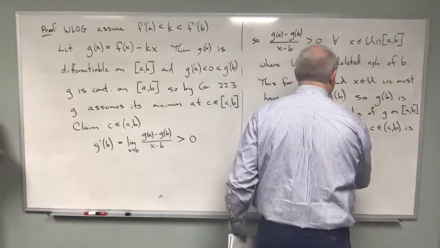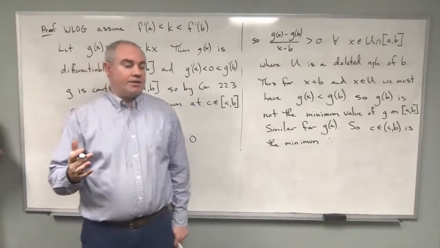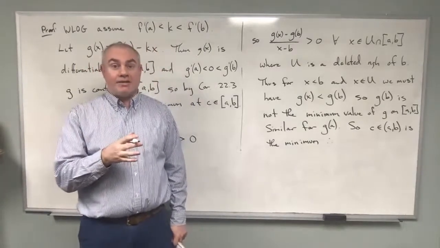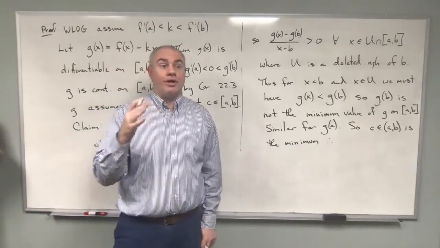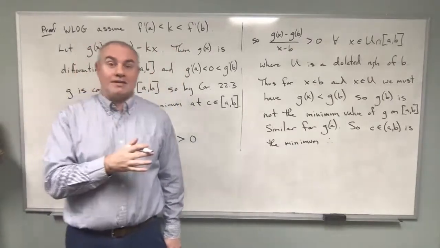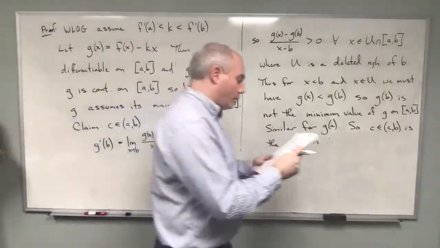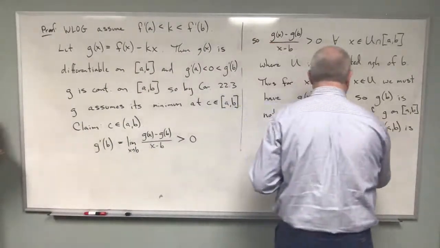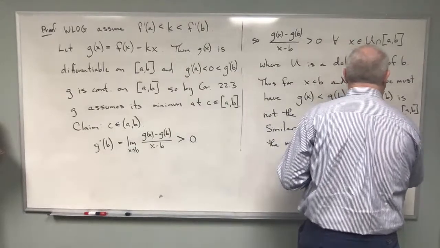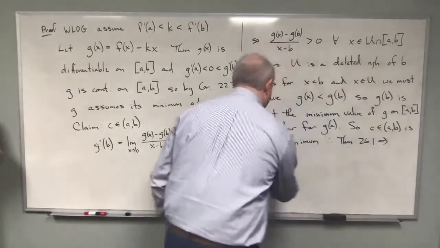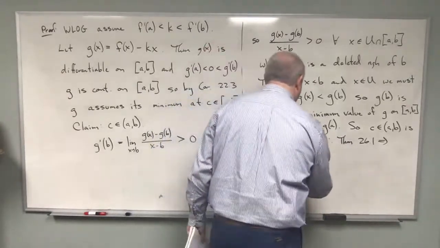Therefore, what do we know about the derivative values of minimum and maximums inside an open interval for a differentiable function? We proved last time that they must have derivative value 0. So by theorem 26.1, G prime at that minimum value C must be 0.